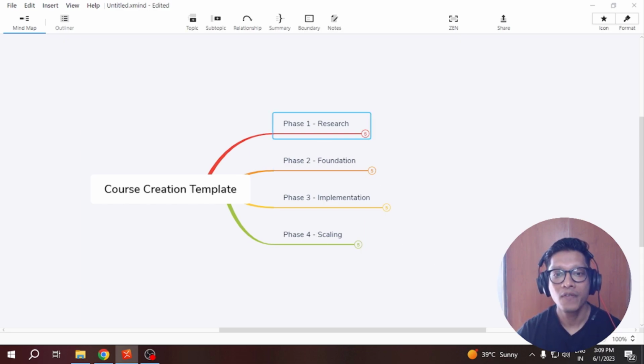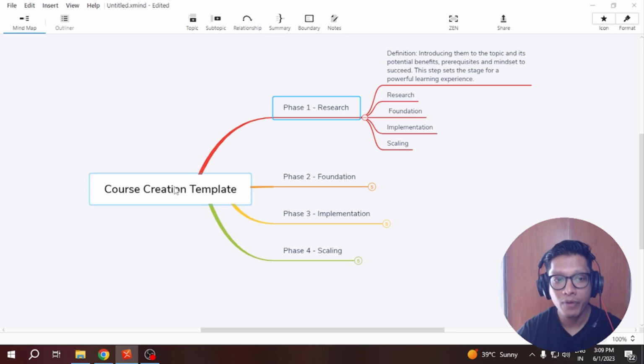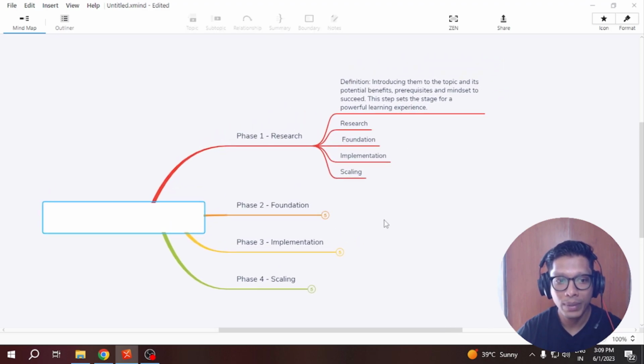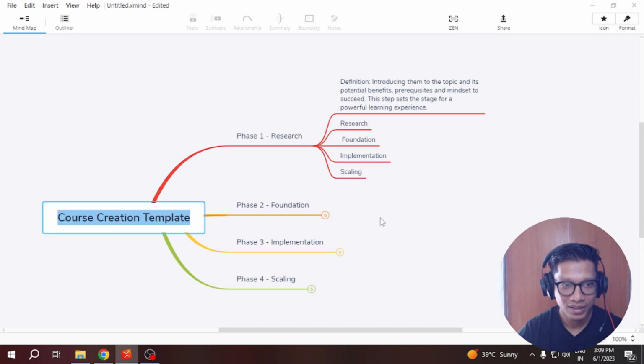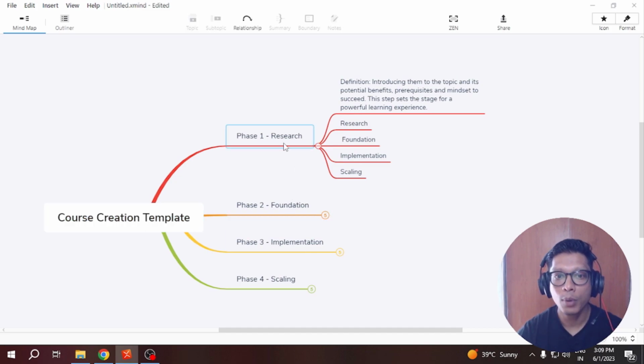Now, what is phase 1 and how can you create courses? So let's say that you are a fitness trainer, for example, and you want to help people get better with their fitness, and you help people gain muscles and do it at their home. And you want to create a course on that, but you don't know how to do that. So the number 1 phase of your course is all about the research phase.